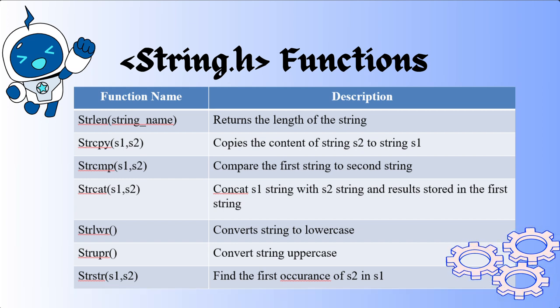strlen returns the length of the string. strcpy copies string 2 to string 1, and strcmp compares the first string to the second. strcat concatenates the first string with the second string, and the result is stored in the first string. strlwr converts it into lowercase. strupr converts it into uppercase. strstr finds the first occurrence of s2 in s1. This is used to check the substring.